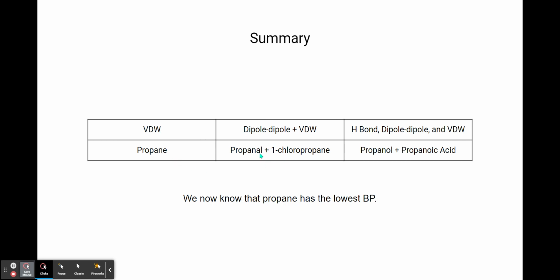Taking a look at propanal and 1-chloropropane, they are both capable of forming dipole-dipole interactions and van der Waals forces. And taking a look at propan-1-ol and propanoic acid, they are capable of forming hydrogen bonds, dipole-dipole interactions, and van der Waals forces. So how can we determine which of these two molecules in these two groups have a higher boiling point? Let's take a look at propanal and 1-chloropropane first.